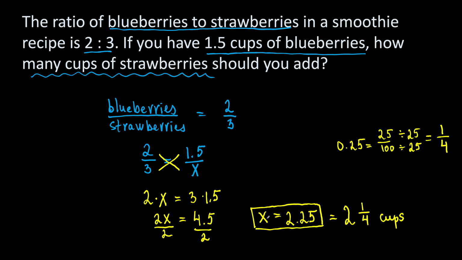So if you have 1.5 cups of blueberries, you will need 2.25 or 2 1/4 cups of strawberries.